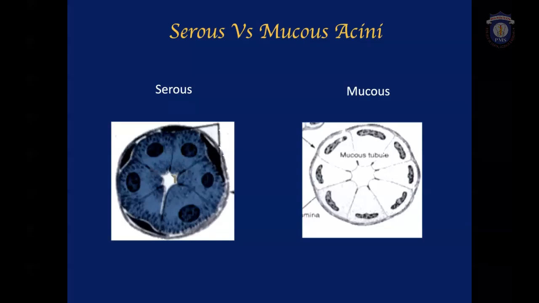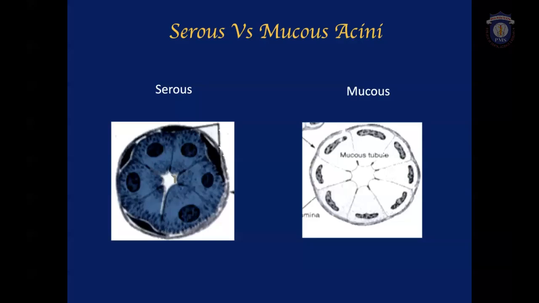Now, when you take the shape, the serous acini are spherical in shape. As you see in the picture, it is more round or spherical, and comparatively smaller in size when compared to mucous acini. The serous acini will have a smaller lumen; the central lumen of the serous acini is smaller when compared to the mucous acini.